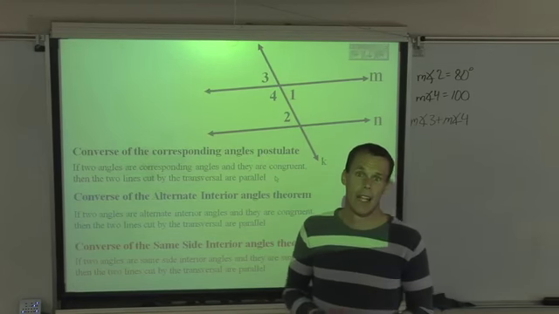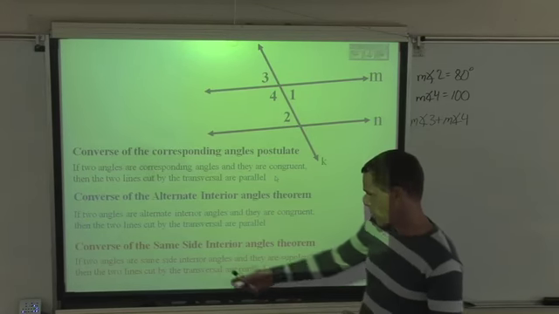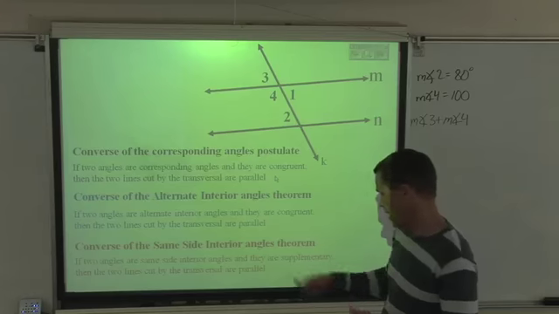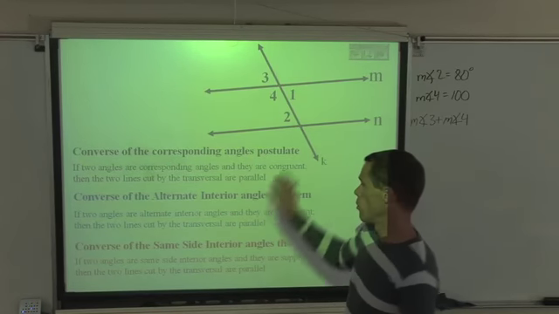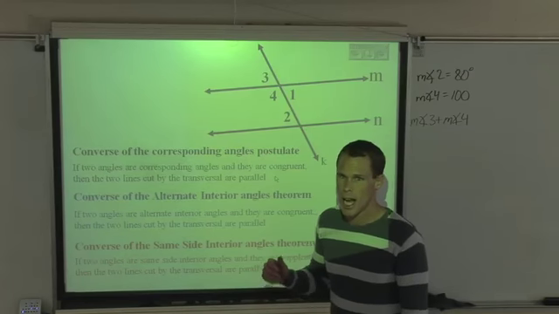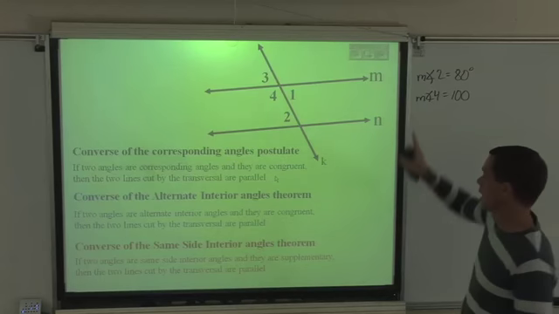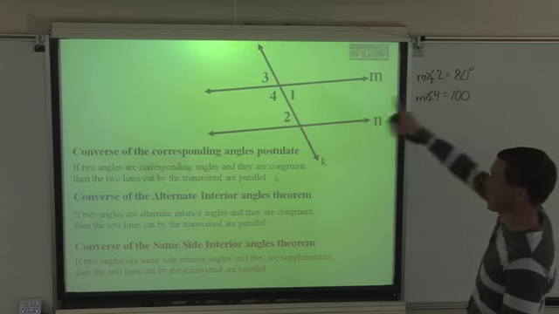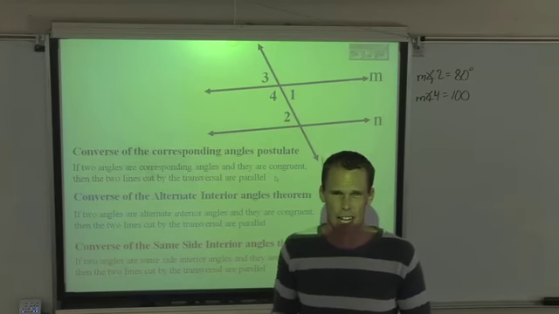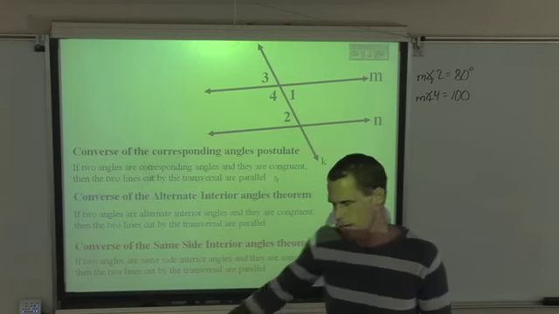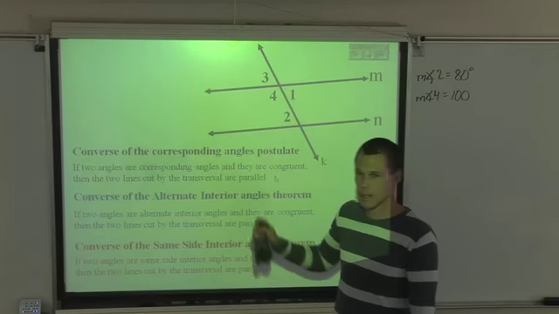Okay, what we have left is the converse of the same side interior angle theorem, which says that if two angles are same side interior angles and they are supplementary, then the two lines cut by the transversal are parallel. We've removed the markings from this, and we're going to take a look at these two statements right here. Let's start with if measure of angle 2 is 80 and the measure of angle 4 is 100. Together that adds up to 180. This gives us my criteria. They are supplementary angles and they are same side interior.